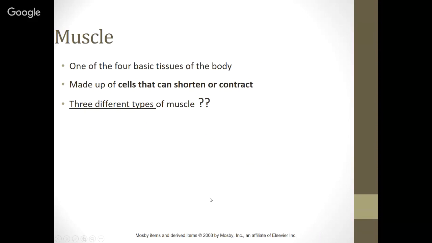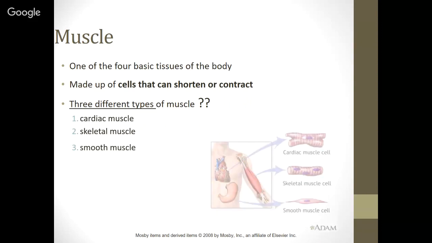All right, so muscle is one of the four basic tissues of the body. It's made up of cells that can shorten or contract. And there are three different types of muscle. Can you tell me what they are? I actually just named them in our learning objectives. There's cardiac muscle, there's skeletal muscle, and there's smooth muscle.